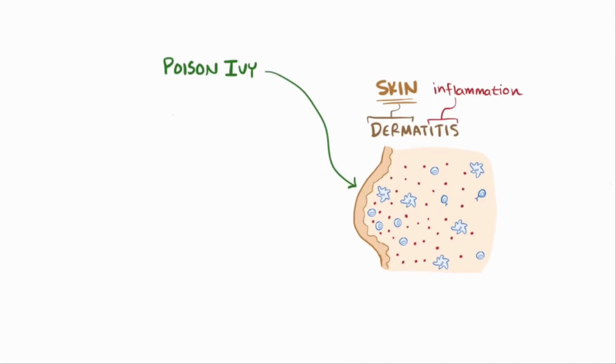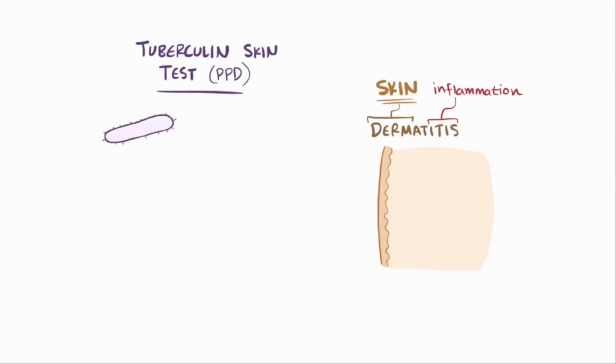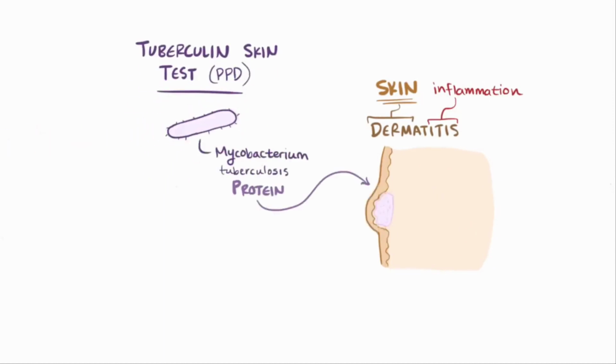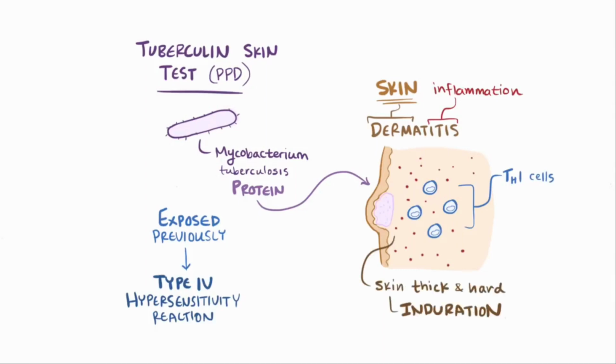This kind of contact dermatitis rash doesn't only happen from poison ivy though. It can also happen in some people in response to wearing nickel, which is often found in earrings and necklaces. And another classic example is a tuberculin skin test, sometimes called a PPD, which is where a protein from the bacteria Mycobacterium tuberculosis is injected into the skin. If that person's been exposed to TB previously, they'll develop a type 4 reaction, where TB-specific Th1 cells will migrate to the injection site and create an inflammatory response that results in the skin getting thick or hard, called induration.